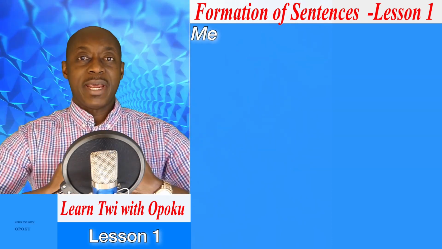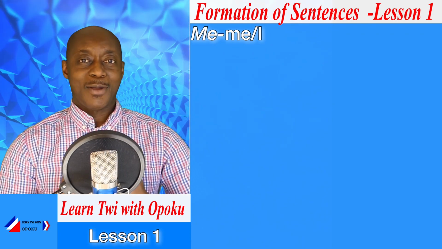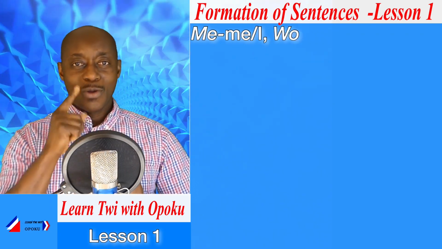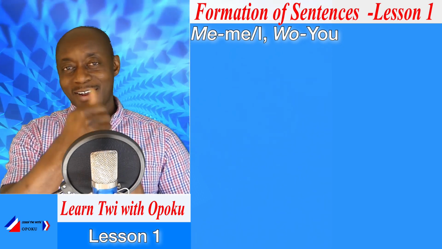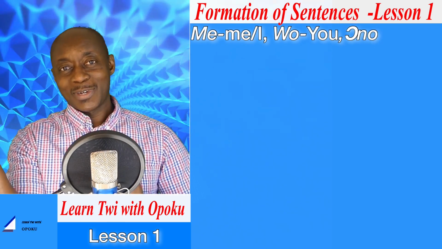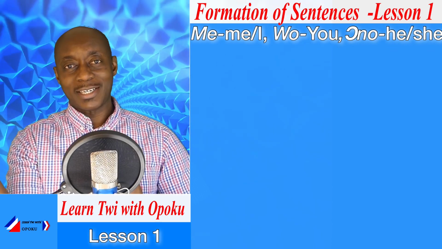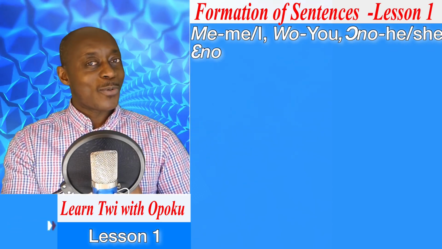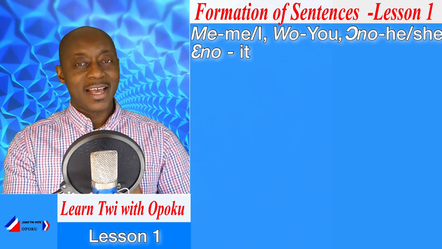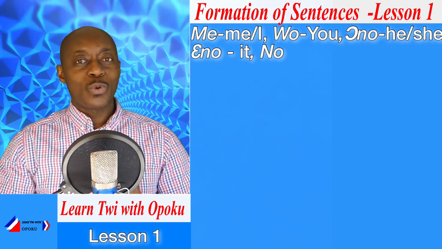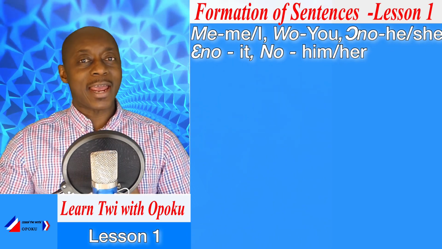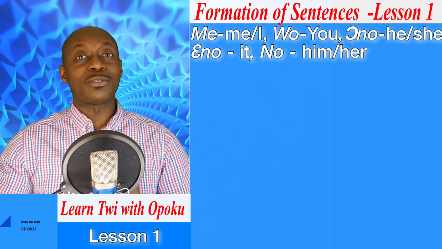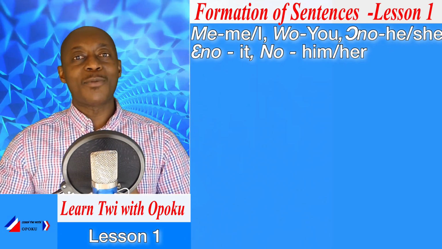We have me, which means me or I. Wo, which means you, singular. Ono, which means he or she. Eno, which means what? It. And then we have no, which means him or her. Him or her. That one is very, very important.